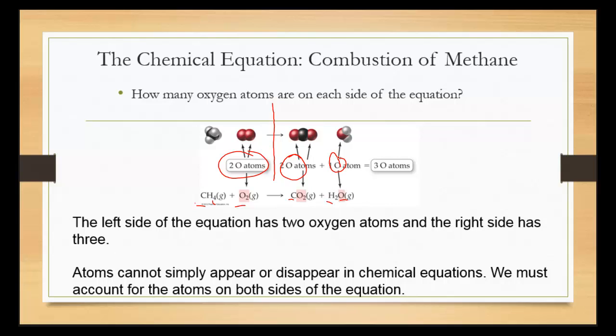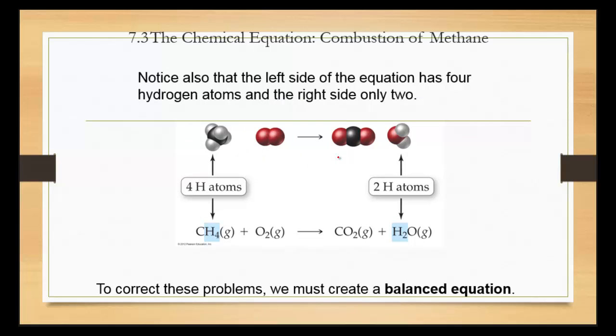Let's look at the hydrogens. We have 4 hydrogens on the left because of the CH4. We only have 2 hydrogens on the right because of the H2O. Once again, we have to rectify this. We have to correct this. We do this through balanced equations.